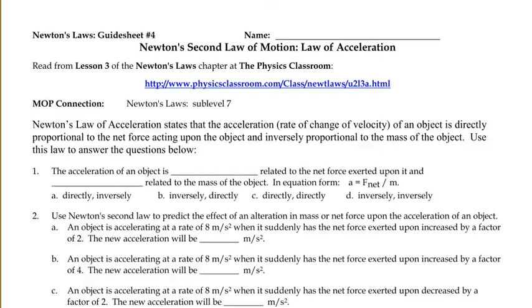Okay, this is our first screencast for Guidesheet number 4, Newton's second law of motion. We're talking about the law of acceleration. So again, Newton's law of acceleration states that the acceleration, which again is the rate of change of velocity, not how fast you're going, but whether you're going to be getting faster, getting slower, or changing your direction, is directly proportional to the net force.